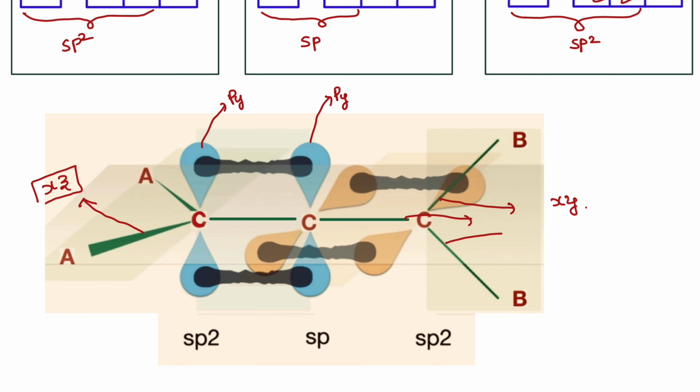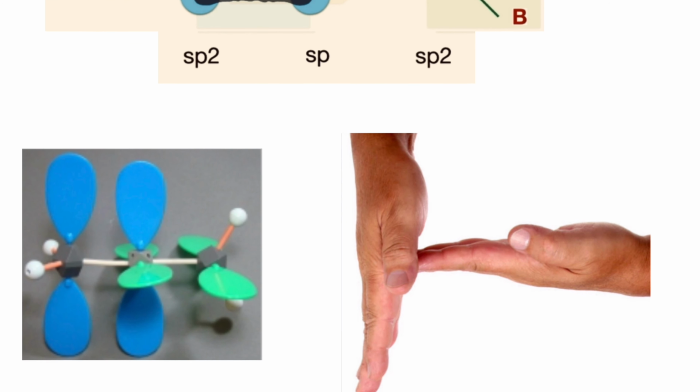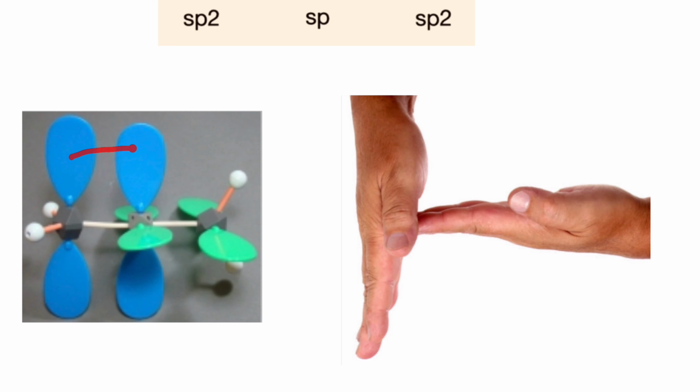Here, this is py overlapping, this is pz overlapping. Due to that, you can see this is the pi bond between one terminal carbon and the middle carbon. This is the pi bond between the middle carbon and the other terminal carbon. The 2 pi bonds are perpendicular. You can see one pi bond is like this, another pi bond is like this. Sigma bonds are perpendicular, the sigma bonds are not in the same plane. Pi bonds are also perpendicular.